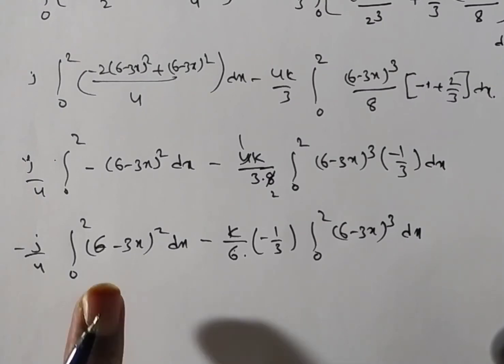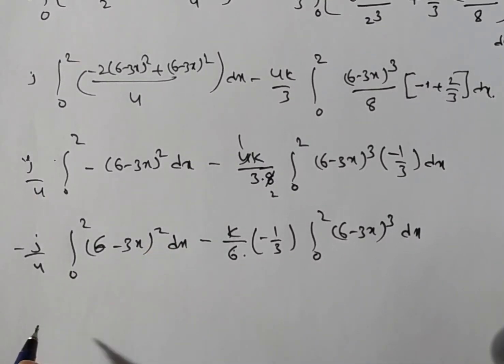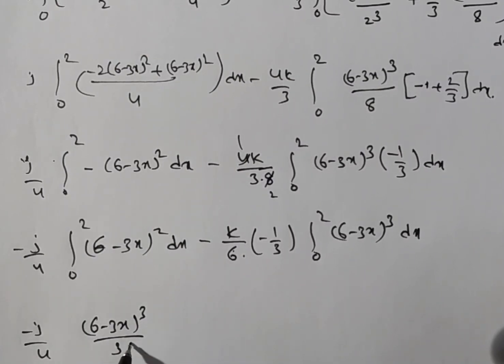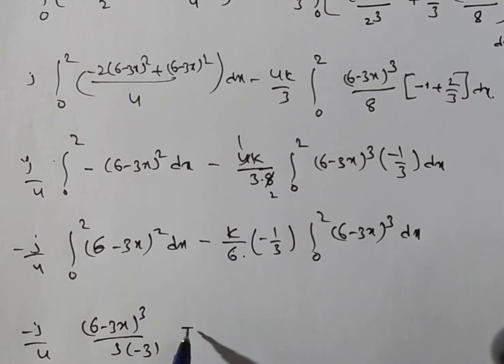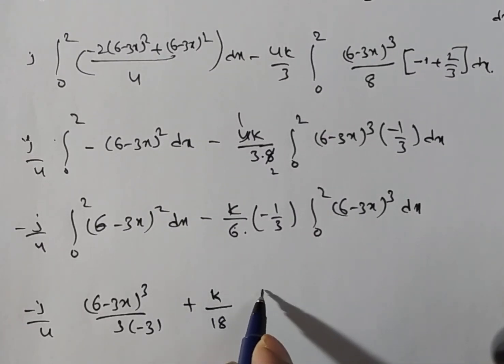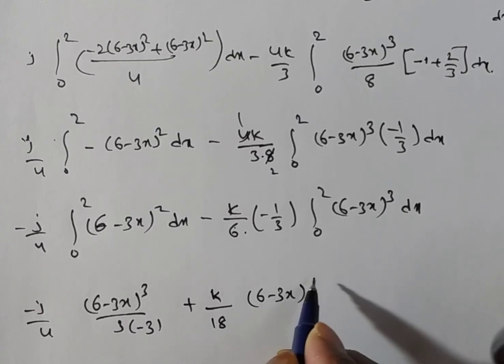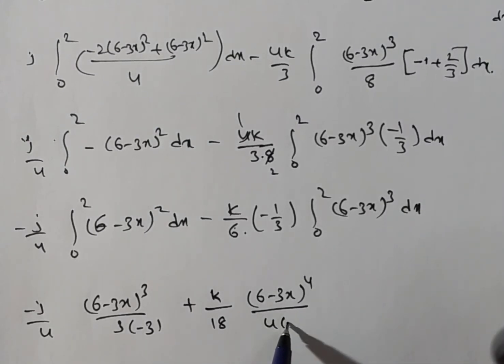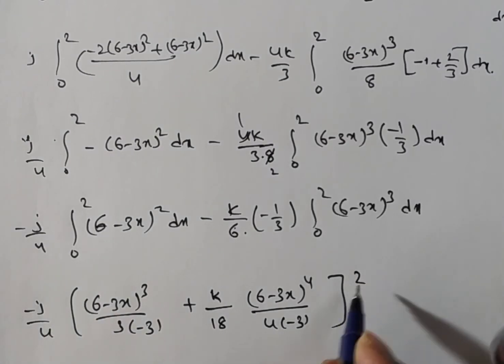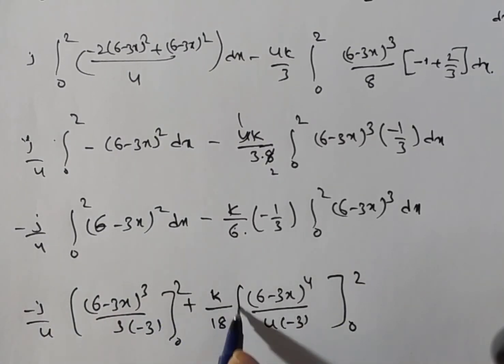Now this is bracket power n formula type. So what is this integration? (6 minus 3x) whole cube by 3 into inner derivative, which is minus 3. Minus of minus plus k by 6 times of 3 is nothing but 18. Now (6 minus 3x) whole cube integration is whole to the power of 4 by 4 into inner derivative, minus 3. Limits from where to where? 0 to 2. Common. That is why, here also 0 to 2.